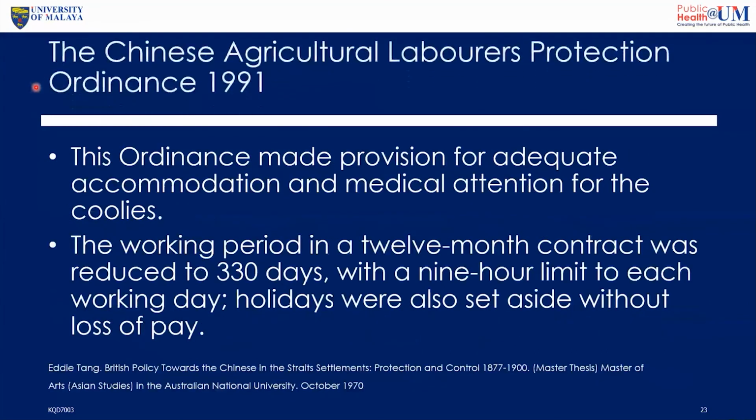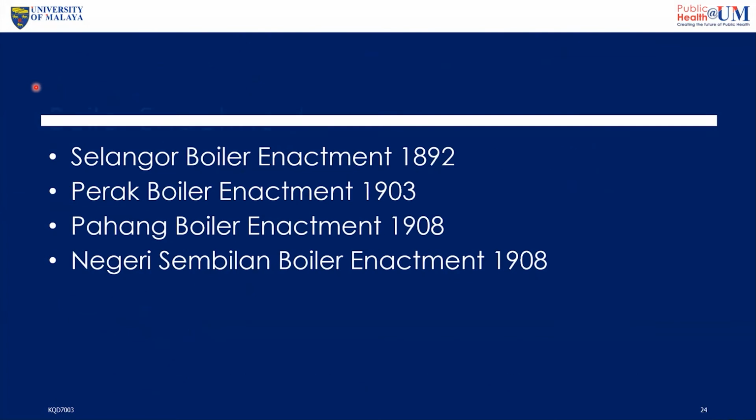So what does this act actually say? This ordinance made provision for adequate accommodation and medical attention for the coolies. The working period of the 12-month contract was reduced to 330 days, with a 9-hour limit to each working day. Holidays were also set aside without loss of pay. Holidays means that if there's a Chinese holiday, they are given the day off because these people are from China. So that is the Chinese Agricultural Labourers Protection Ordinance. The idea is that when there is a problem, they come up with an act. When there is another problem, they come up with another ordinance.